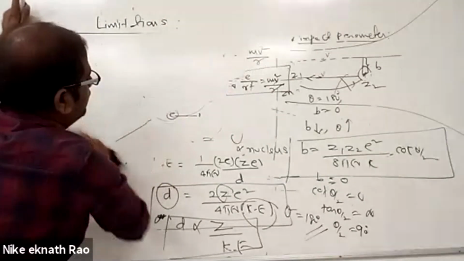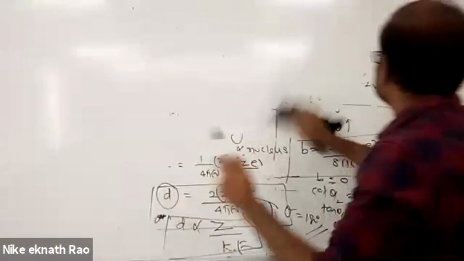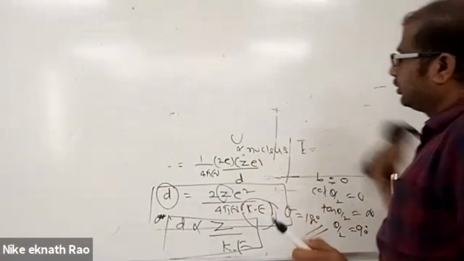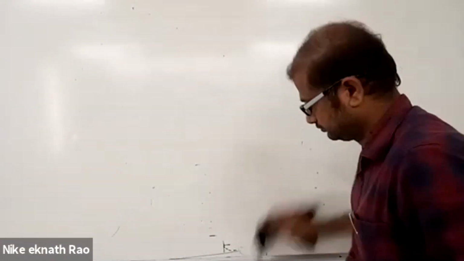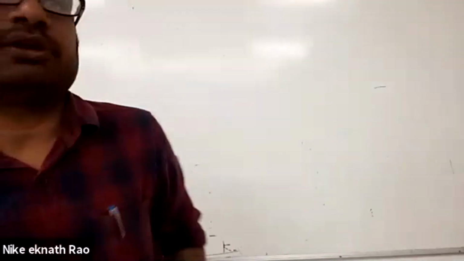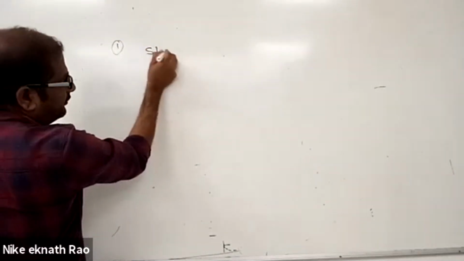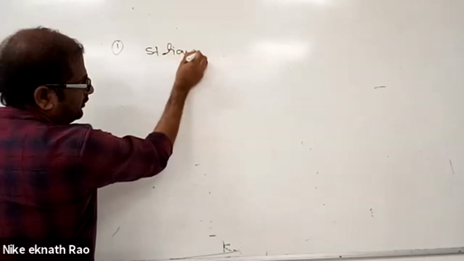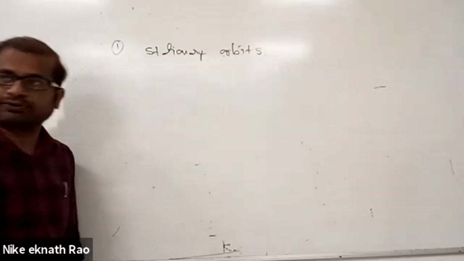What are the postulates of the Bohr atomic model? Everyone knows. What are the postulates of the Bohr atomic model? He made 3 postulates. First, he proposed the concept of what? Stationary orbits. The concept of stationary orbits, with discrete energies.